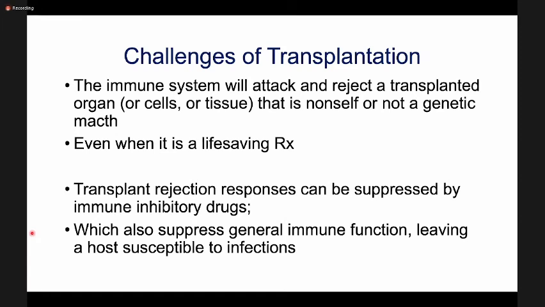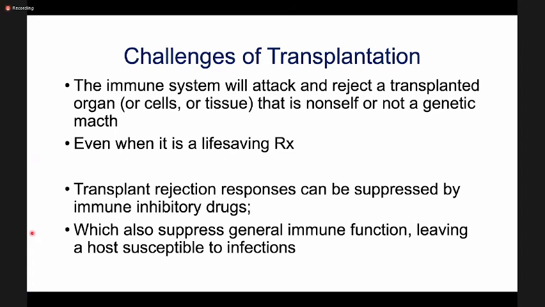But the problem is the immune system will be able to recognize antigens on that kidney that are not self. They belong to another human being, and can mount a response against that, and you get rejection of that organ. So what usually happens is that you would have to place this patient, the organ recipient, on drugs that suppress the immune system so that they're able to tolerate that kidney.